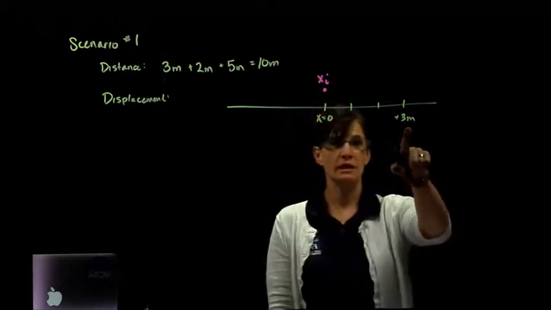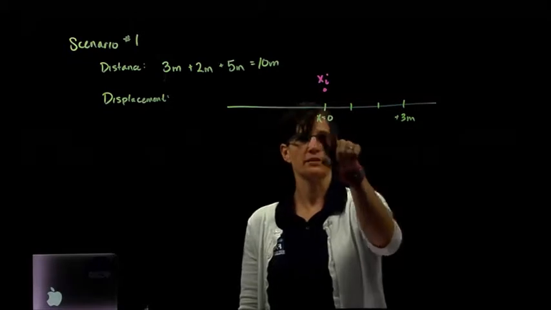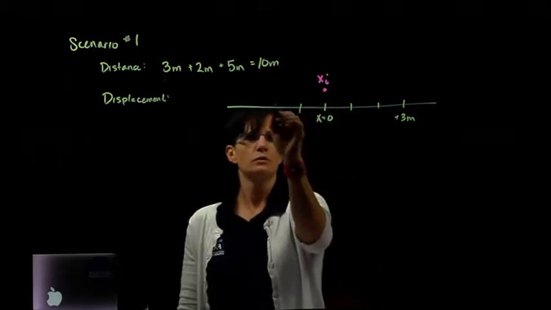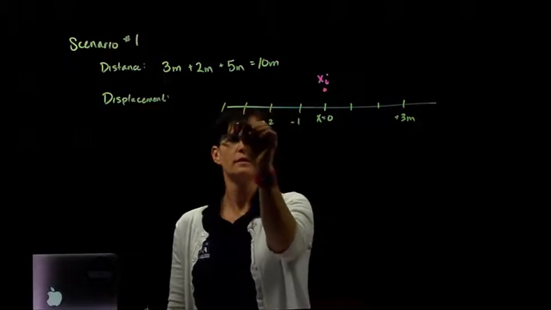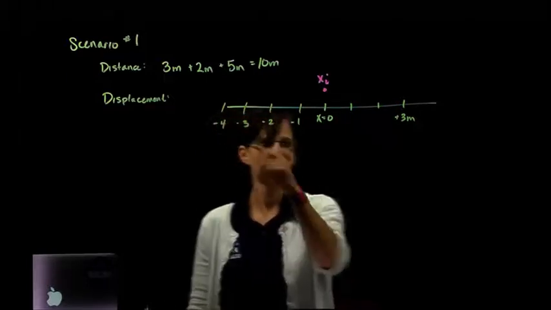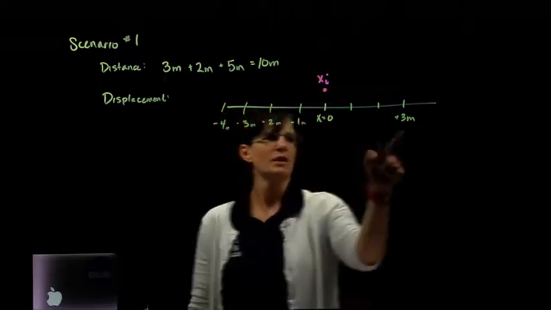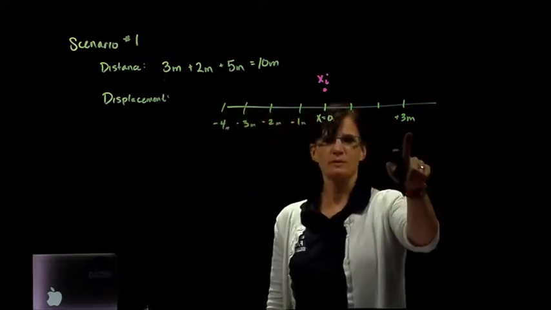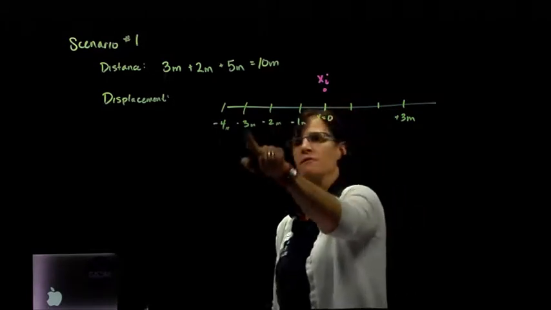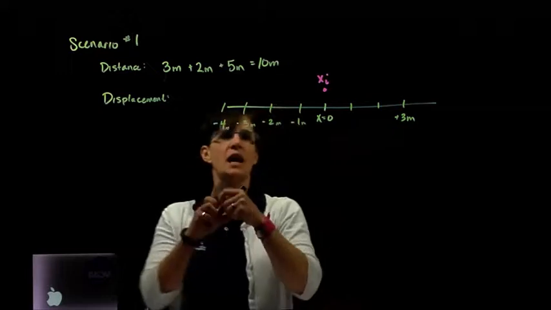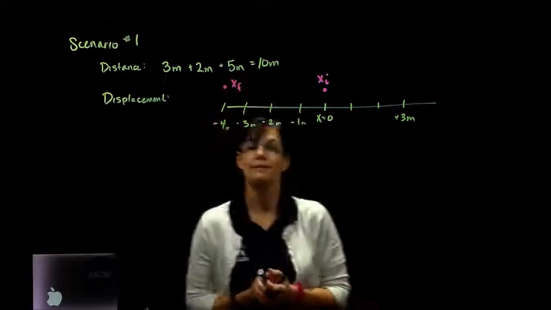Then 2 meters to the left, and then 5 meters to the left. So we're going to define our world over to the left now, our negative world. So 3 meters to the right, 2 meters to the left, and then 5 meters to the left: 1, 2, 3, 4, 5. We end up at this location in space.